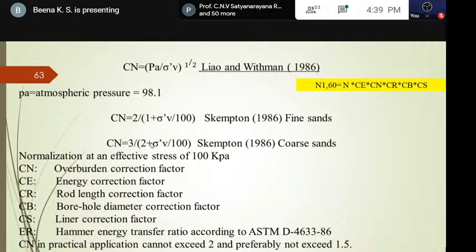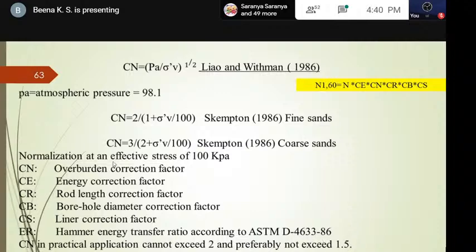In Skempton's case, CN is the overburden correction factor, as we have already seen, and CE is the energy correction factor, and CR is the rod length correction factor, CB is the borehole diameter correction factor, and CS is the liner correction factor. ER is the hammer energy transfer ratio according to ASTM. CN in practical application cannot exceed 2, and preferably not exceed 1.5.